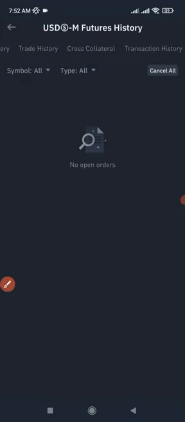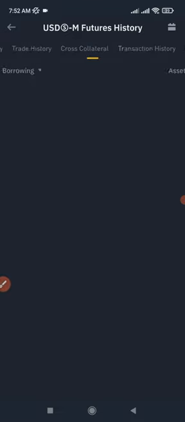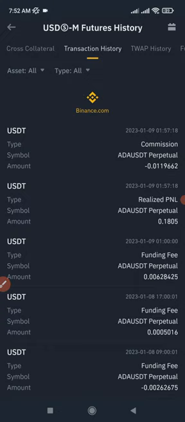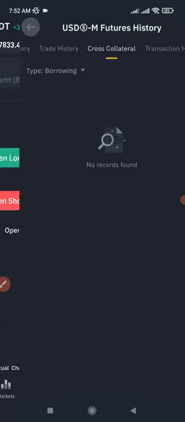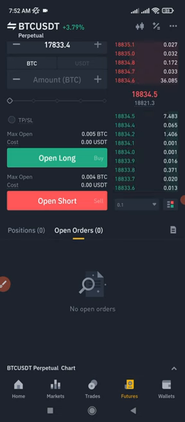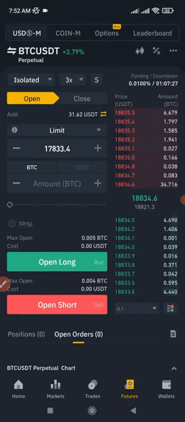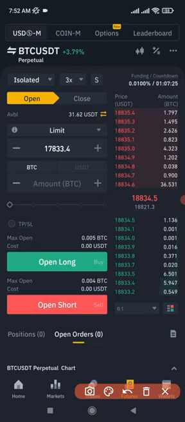If you scroll to the left, you see all of this option. You can click on each of the options to see all of the history of the trades you've been taking and the rest. All right, so that is how you use that option, and I think basically that is everything you need to know. All right, this is your order book.